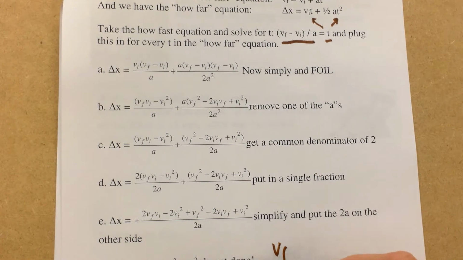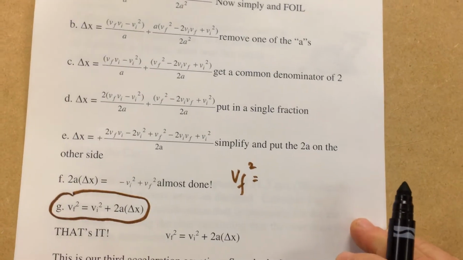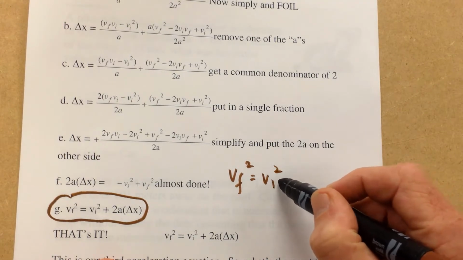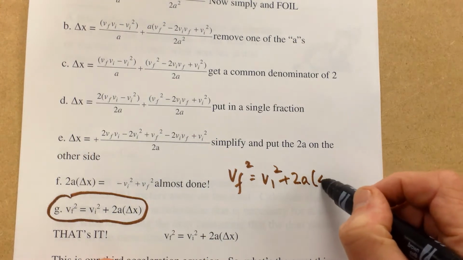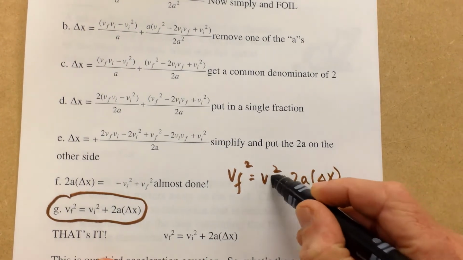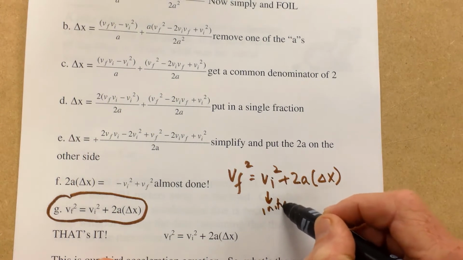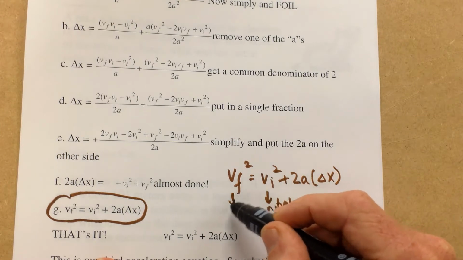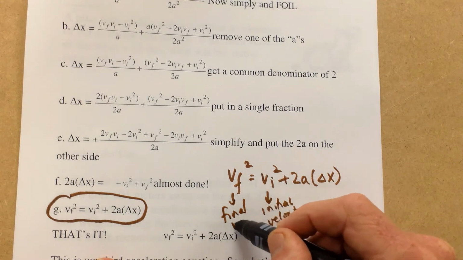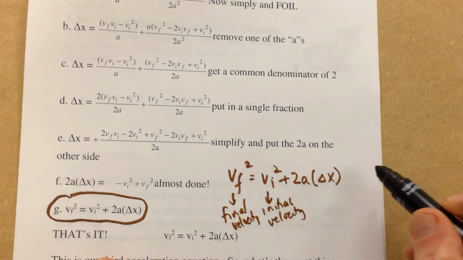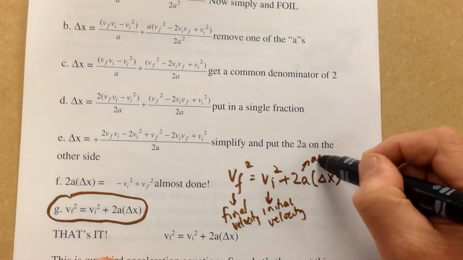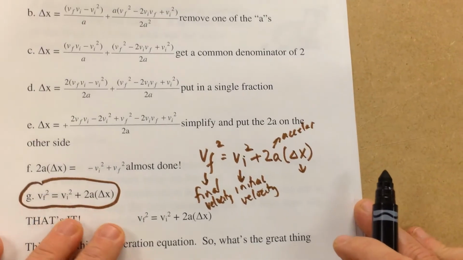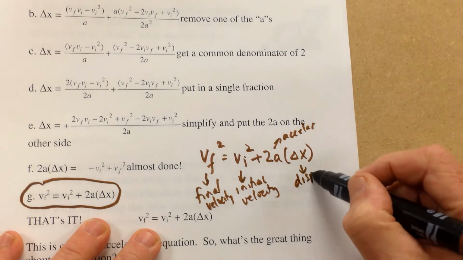we get an equation that looks like this: VF squared equals VI squared plus 2A times delta X. VI squared represents the initial velocity, and we've got to square that. VF represents the final velocity, and we've got to square that also. The A represents the acceleration, and the delta X again represents the displacement, or how far the object moves.